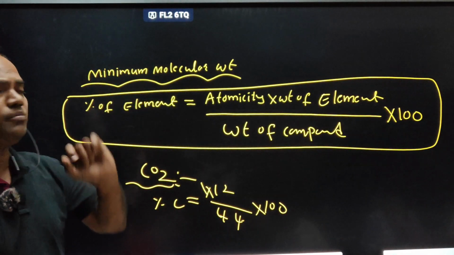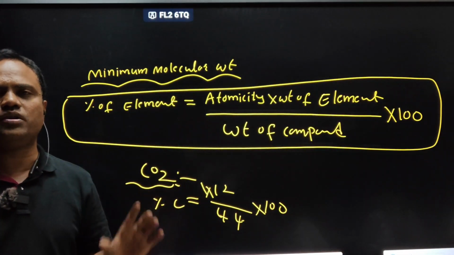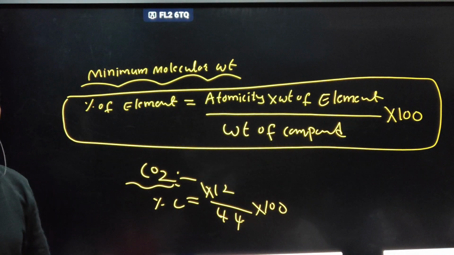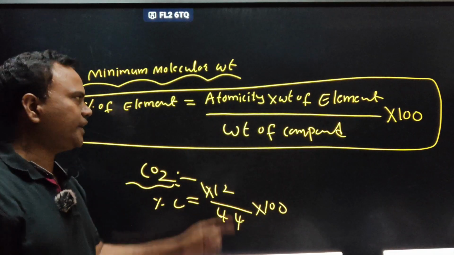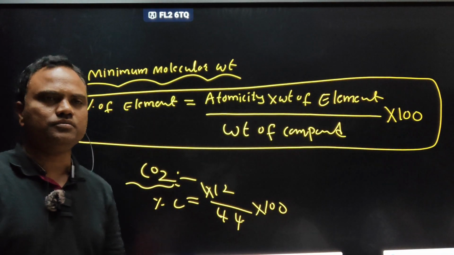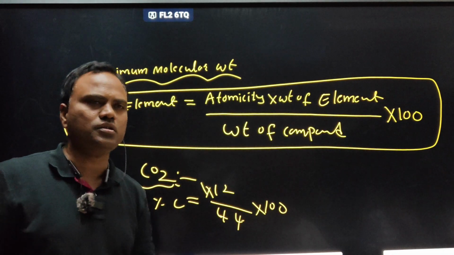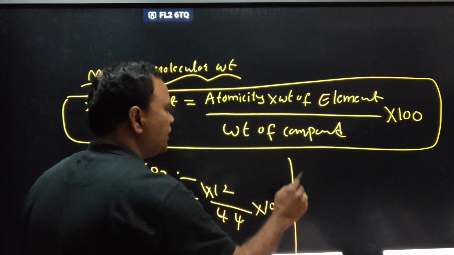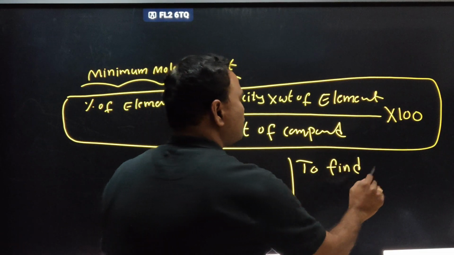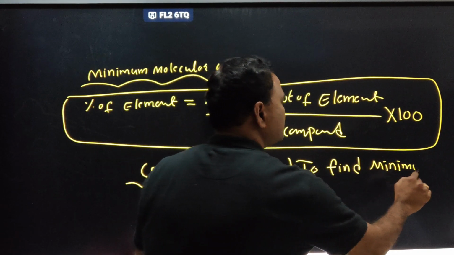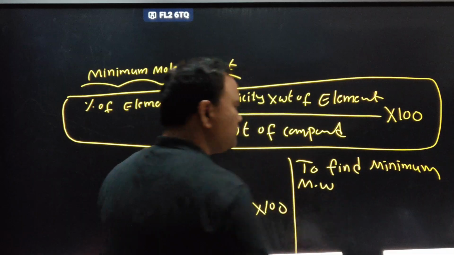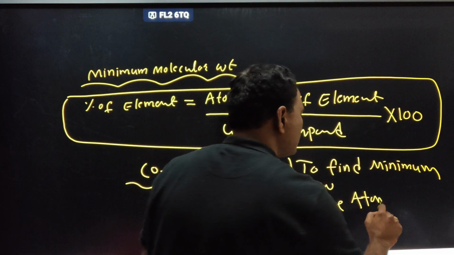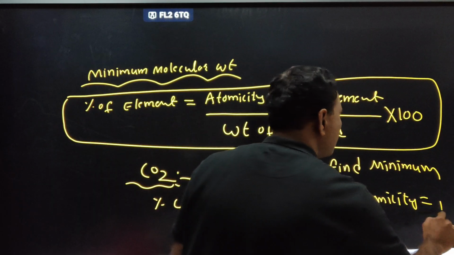But why did we keep it as minimum molecular weight? Whenever you get the question, find minimum molecular weight, take atomicity as 1. That is an important point. To find minimum molecular weight, take atomicity as 1. If you read all the formulas, we will do questions on all concepts at a time. Okay? Write that point. To find minimum molecular weight, take atomicity is equal to 1.